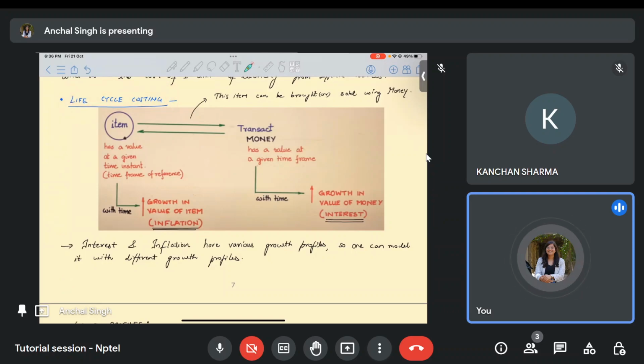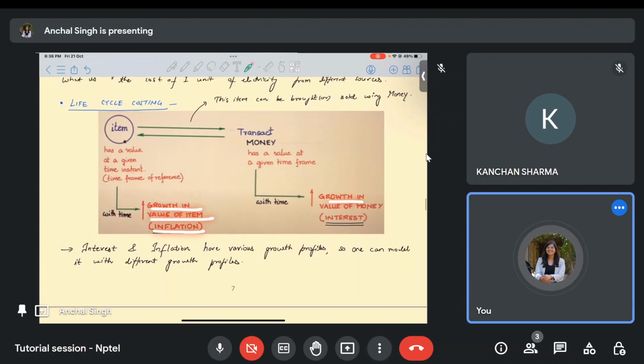Okay, suppose we have an item or any kind of product, and I am considering money as the basis. Then with time the value of this item will change. It will either increase or decrease, and with time the value of money also changes, right? So both of these, the cost of that item and the value of money at that time, both vary with time, right? The growth in value of an item is called inflation, and the growth in value of money is called interest.